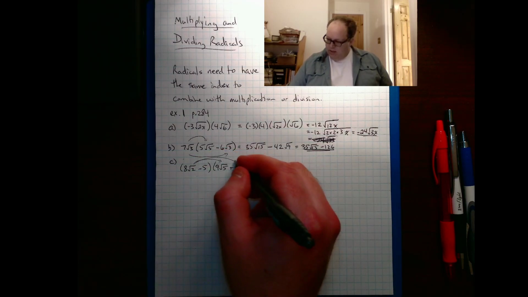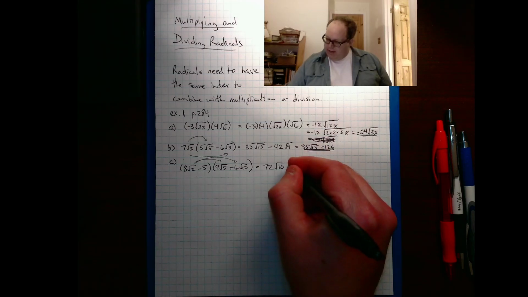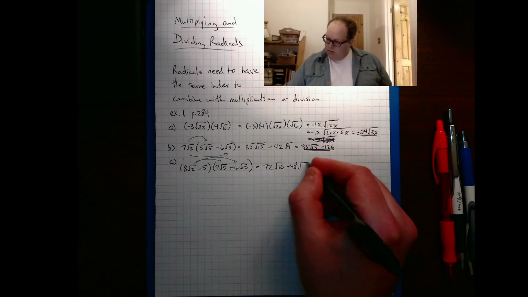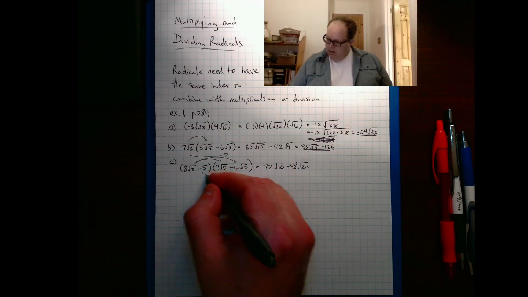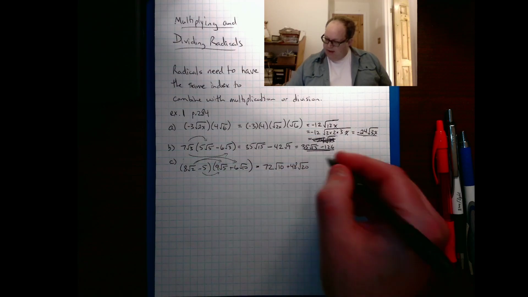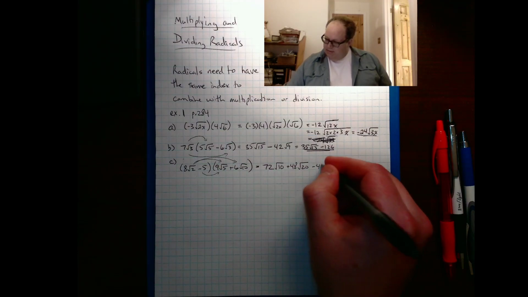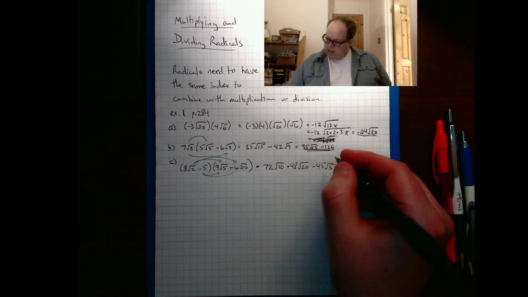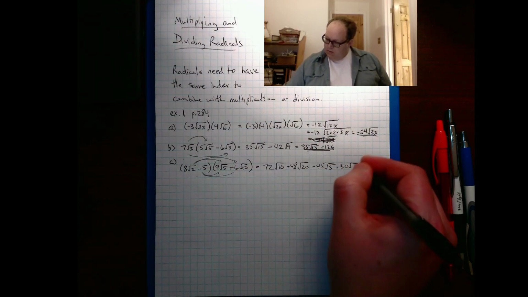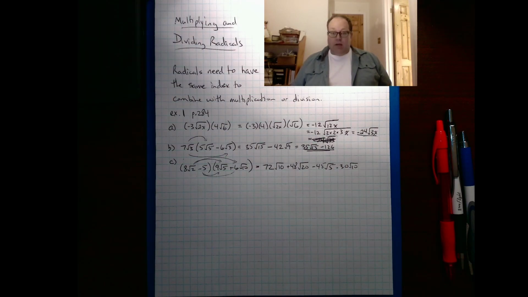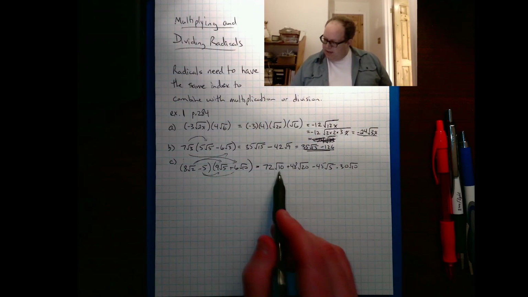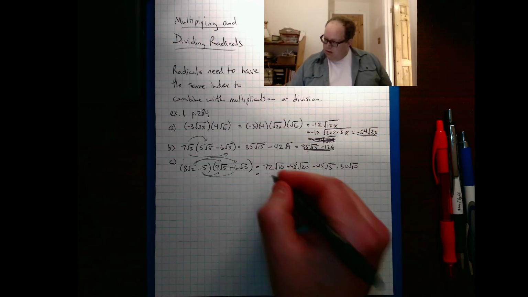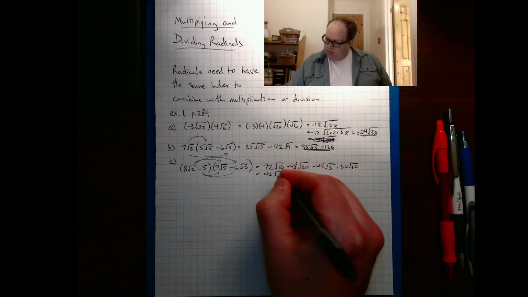8 root 2 times 6 root 10. 8 times 6 is 48. Root 2 times root 10 is root 20. Negative 5 times 9 root 5 is negative 45 root 5. And negative 5 times 6 root 10 is negative 30 root 10. A couple of things I can do. I can combine the like terms. 72 root 10 minus 30 root 10, I should say the like radicals, would be 42 root 10.